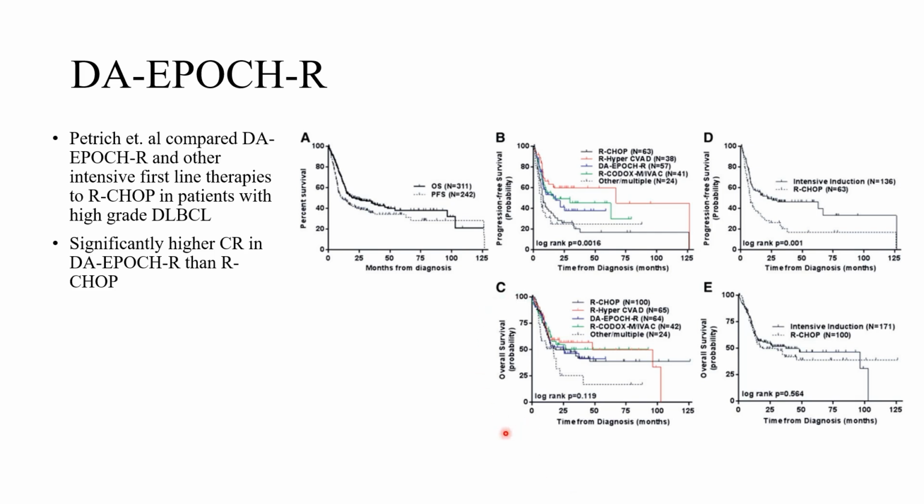And down at C is the same thing, but overall survival. Again, R-CHOP down here is your solid gray, and dose-adjusted EPOCH-R is the blue here as well. So once again, intensive induction, which includes dose-adjusted EPOCH-R, was associated with improved progression-free survival, but not overall survival. Like we said, down in overall survival, you can see that the EPOCH line, which is the blue, is right on top of that R-CHOP. But up here with PFS, definitely a significant difference.